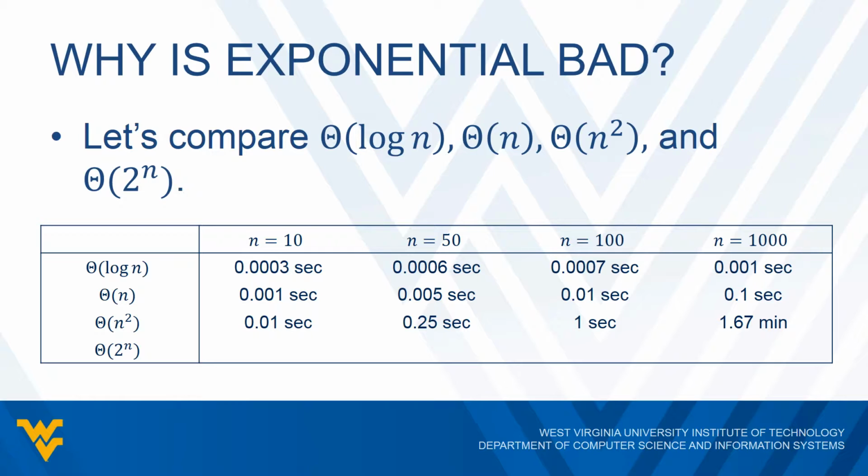So we compared theta of n and theta of n squared before, and we knew that n squared was going to grow faster than n. So at some point, it's going to become much larger than n. So there is a big difference between 0.1 second and 1.67 minutes, but that's still manageable. So an n squared time algorithm, depending on the problem that we're trying to solve, is still okay.